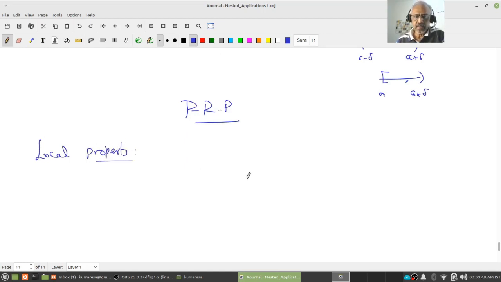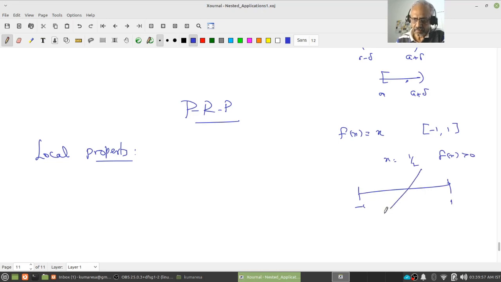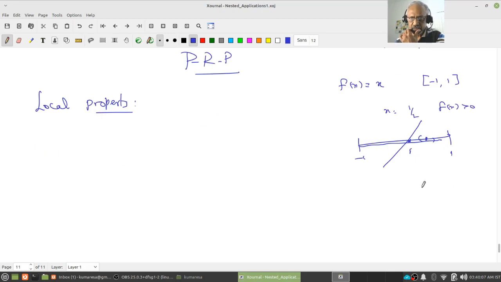For example, if I have a continuous function f(x) equal to x on the interval minus 1 to plus 1, at x equal to half, f(x) is positive, but I can't expect it remains the same. This is 0, this is half, so in an interval it will remain, but I can't expect it retains the same sign throughout the interval. I am not saying that. Do you follow that? So it's only local.